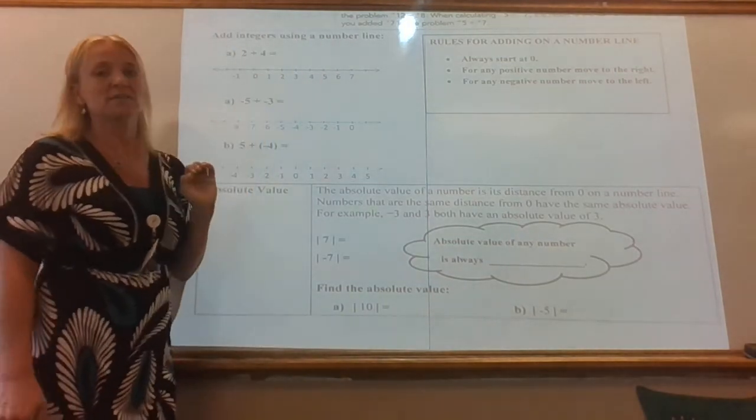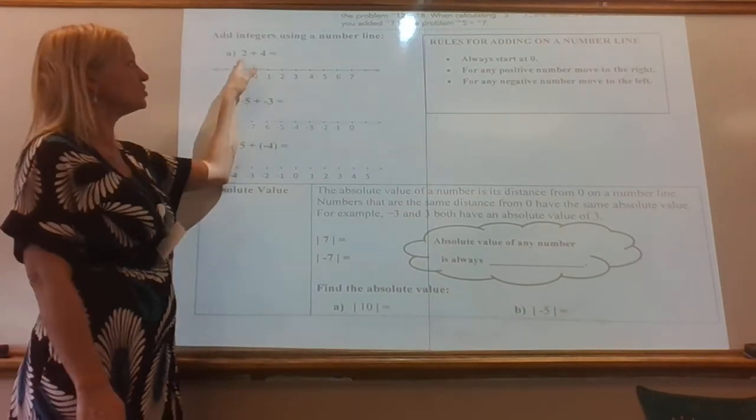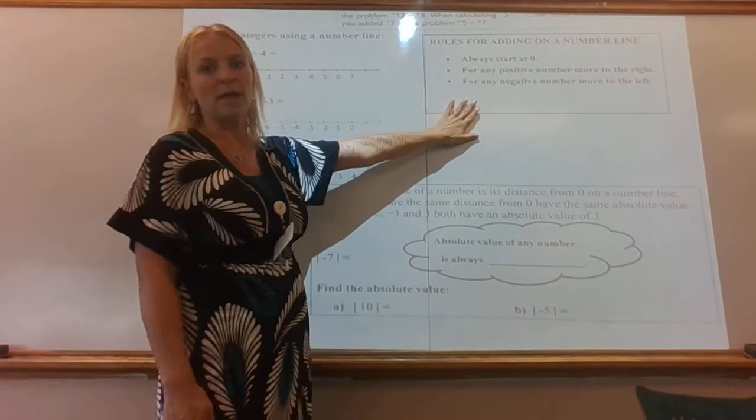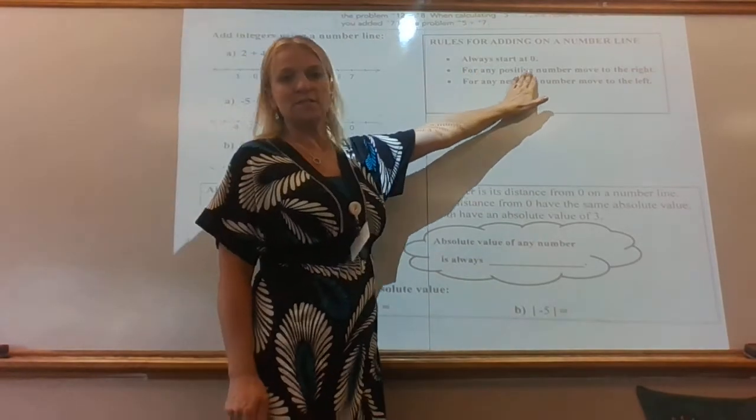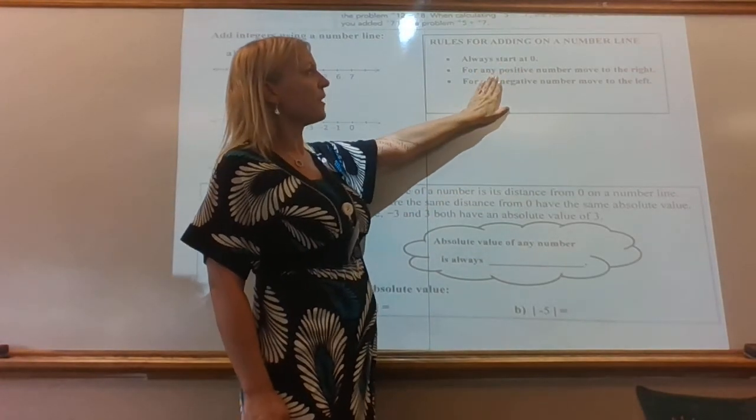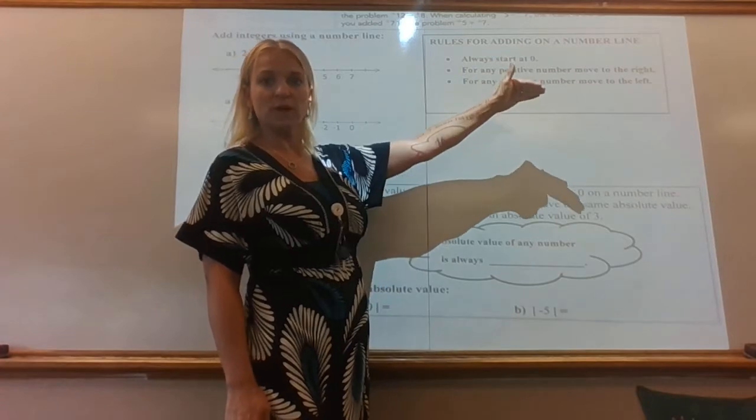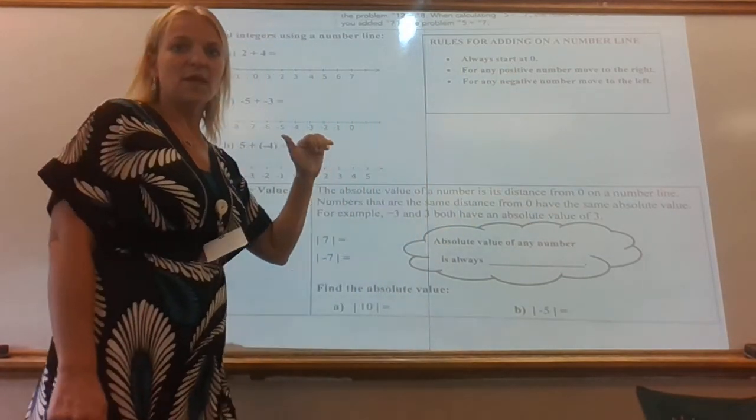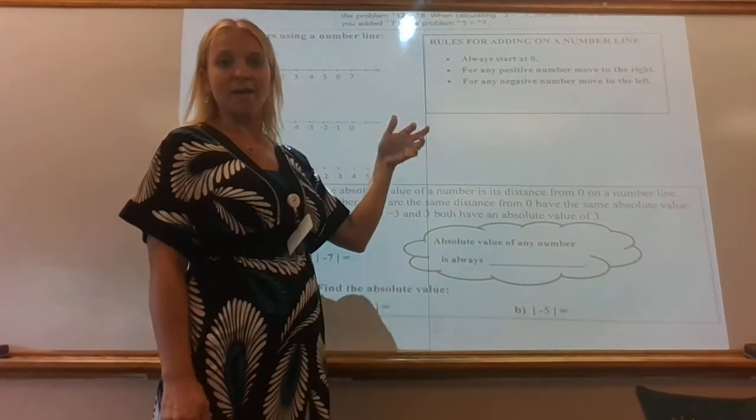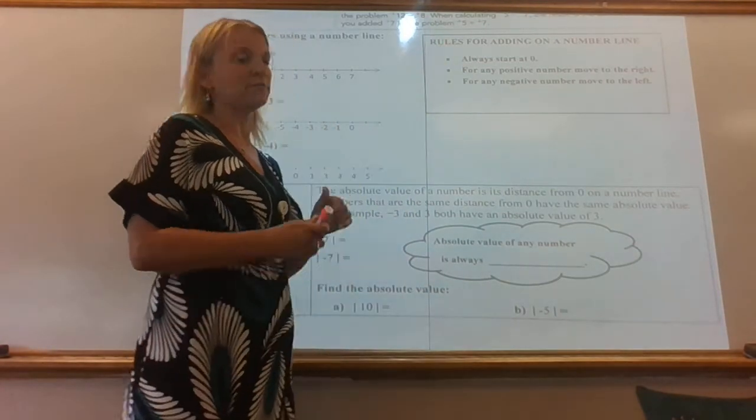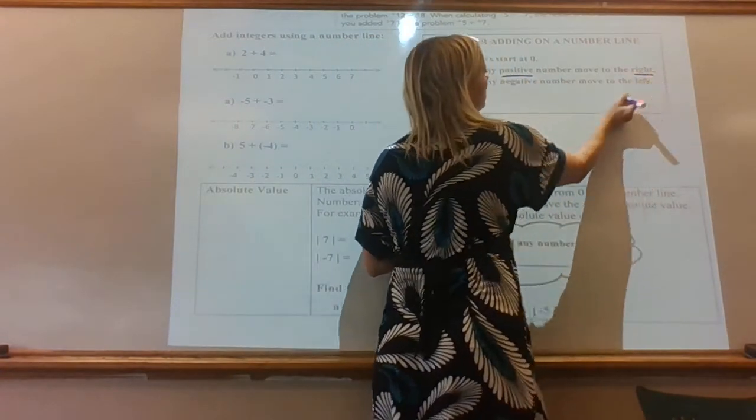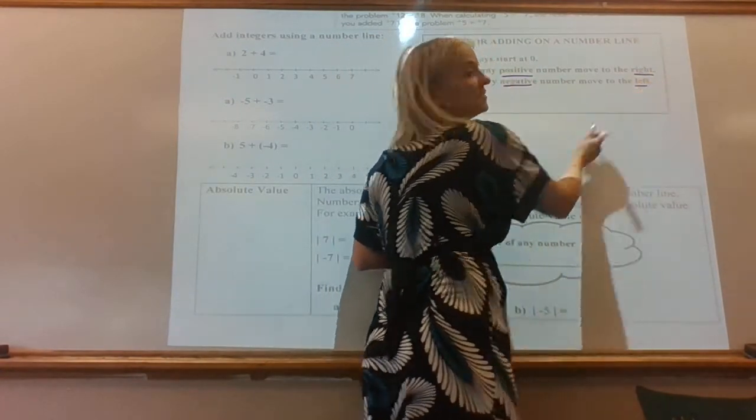Now this first one is going to seem very simple because it's just two positive numbers. But here's what we want to think about when we use a number line. We want to always start at 0. Anytime we have a positive number, we move to the right to that number. Anytime we have a negative number, we move to the left. That's what we do as we add, each time we add a positive or a negative number. So positive, we move right. Negative numbers, we move to the left.